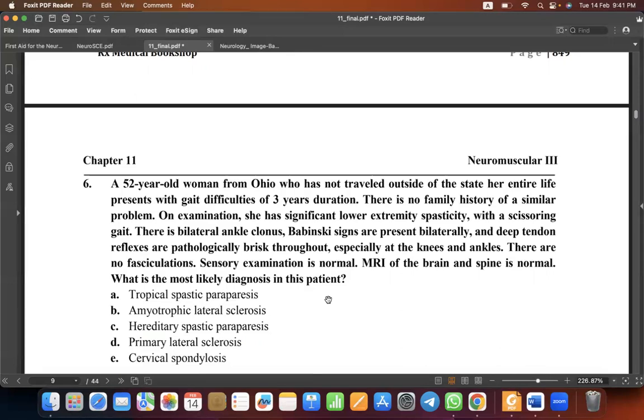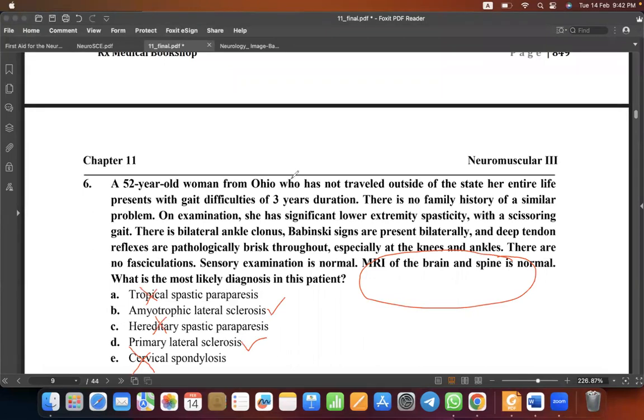So there is no hereditary possibility, no family history, so hereditary is gone. There is no travel, so no travel to tropical areas, so a tropical cause is also less likely. We will omit these two possibilities. Cervical spondylosis: there is no neck pain. Moreover, the MRI of the brain and spine is absolutely normal, so we can omit that also. So the possibilities are amyotrophic lateral sclerosis and primary lateral sclerosis.